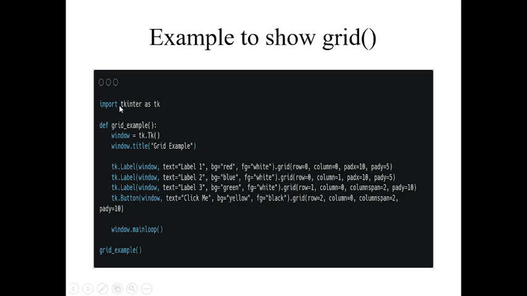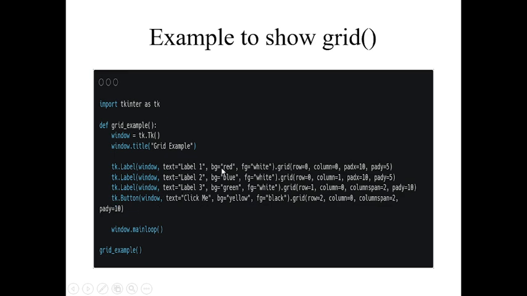Here we can say that the tkinter library is imported, and then we have created a function, that is grid_example. What does this function do? First it creates a window instance of the Tk class, and then it gives the title Grid Example to this window. Then 3 labels and 1 button are created in the window. The first label is named Label 1, second is Label 2, third is Label 3, and 1 button which is named Click Me.